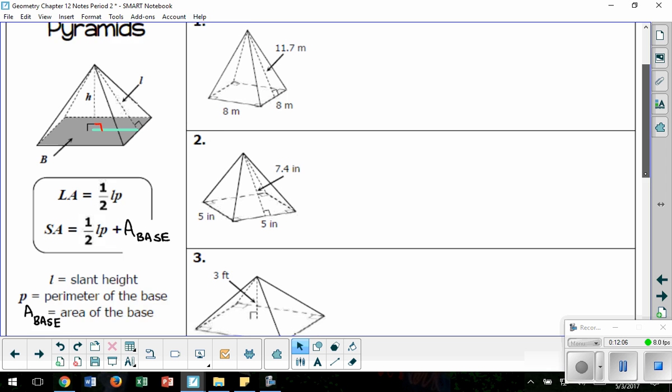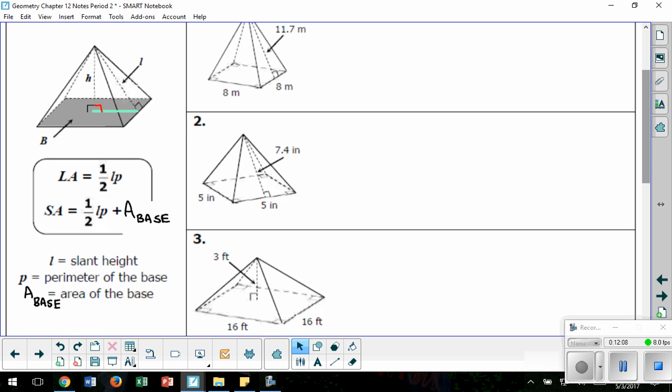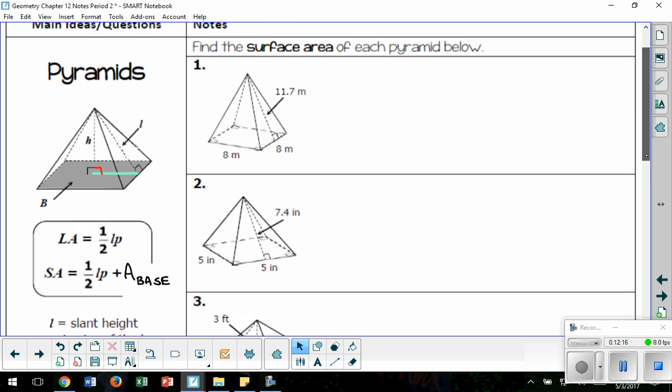So we look down here. L is your slant height. P is your perimeter still. Area base we've already changed. Okay? Because the bases could change. Alright. So we're looking at number 1. What kind of a base is that? What type of base?